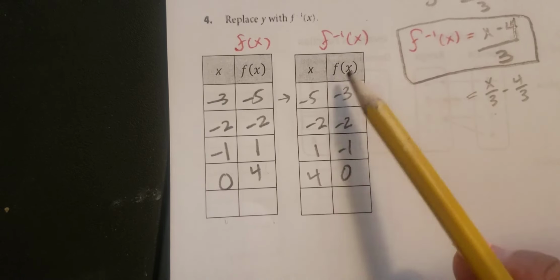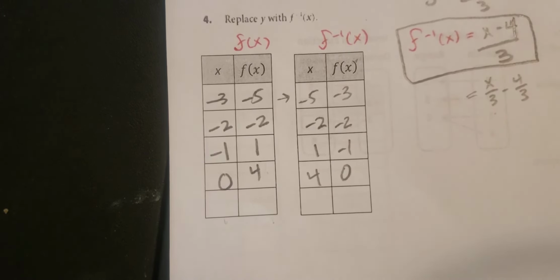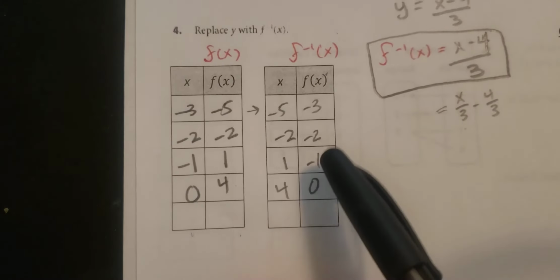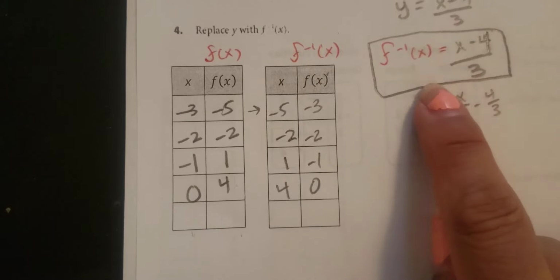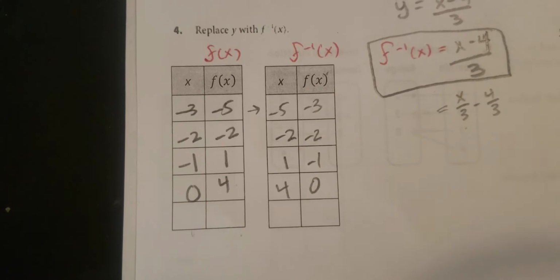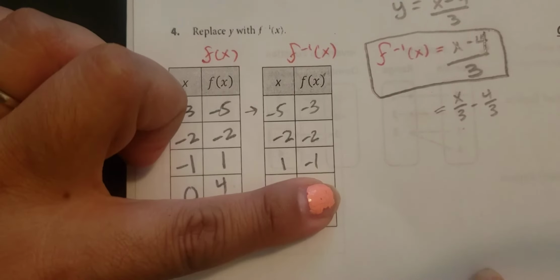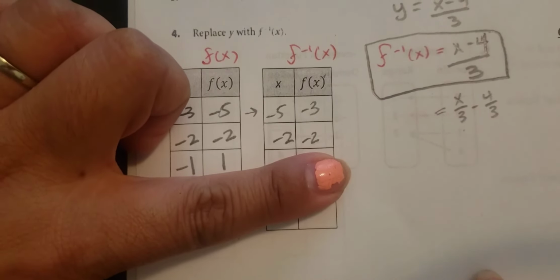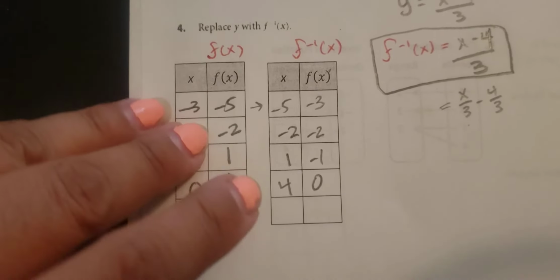And now that I have all the points for my inverse, I can go ahead and plot those points, which makes it a lot easier to plot this than this. So at least I have my inverse function, but I don't plot that. I plot this. Do I need to plot all 4? No. Can I plot just 3? Yes. Can I plot just 2? Yes, because all you need is 2 points to draw a line. The more points you plot, the better. So I'm just going to plot 3.